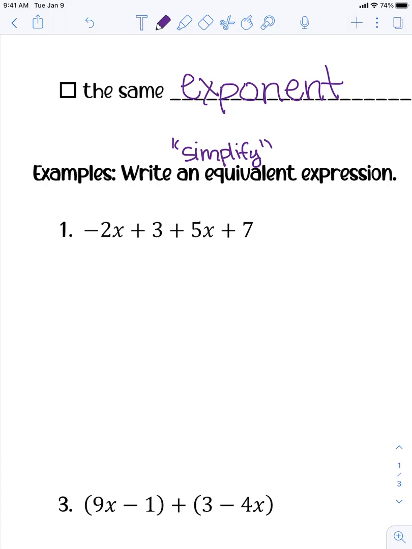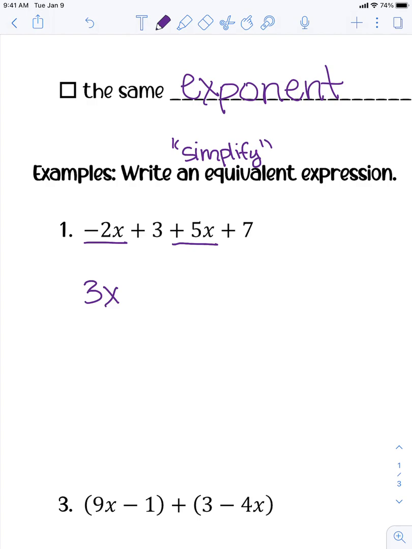So we look at our first term. It's a negative 2x. We need to find another term that has an x to the first power. That would be 5x. So we add them together. Negative 2x plus 5x is 3x. Remember, we are adding, so our variables stay the same. We are just adding the coefficients in front of the variables.